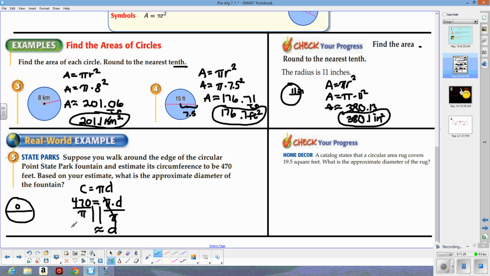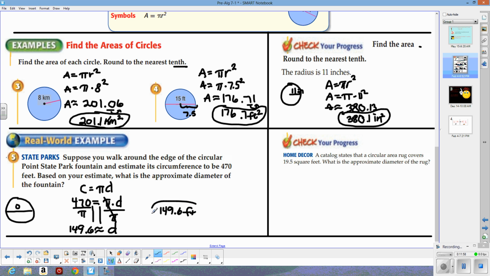That works out to be about 149.60. So that to the nearest tenth is 149.6, or 6/10. And this is a diameter, so this is just a distance from one side of the circle to the other. So it's not going to be in square units, it's just going to be 149.6 feet.